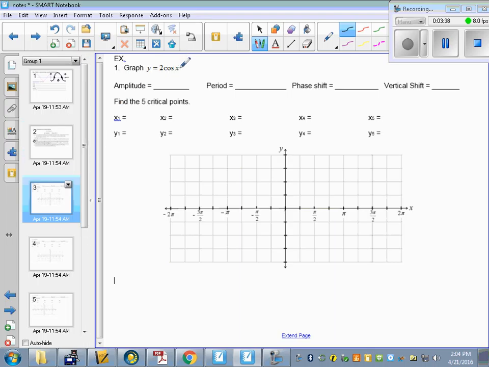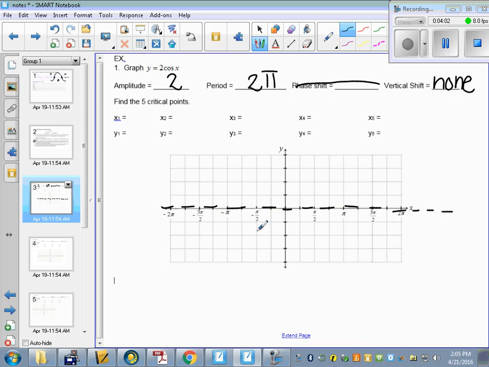All right, so on this first one, amplitude is 2. Period is always 2 pi. We never have phase shift. Vertical shift, there isn't anything added here, so there is none. Always start by drawing your midline. All right, same x values that we had yesterday.